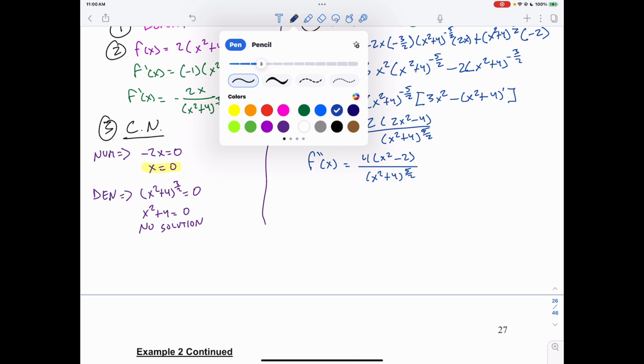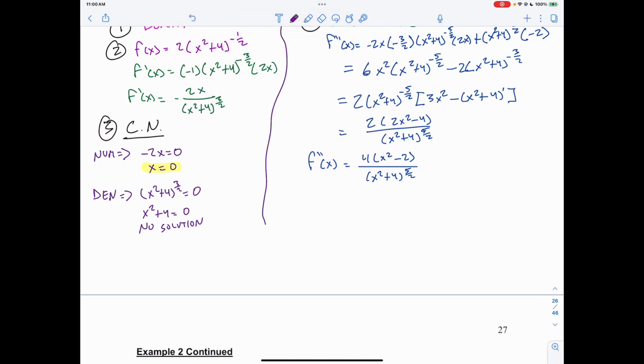When I put in that critical number, 0, into this, I get 4 times 0 squared minus 2, all over 0 squared plus 4 to the power of 5 over 2, which gives me negative 8 over 32, or negative 1 over 4.